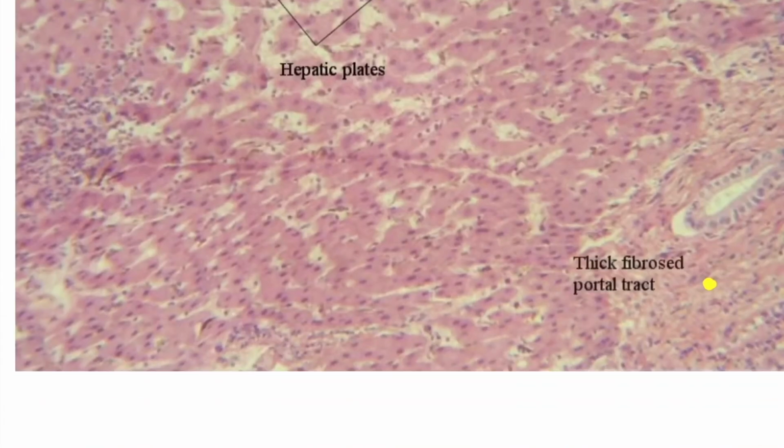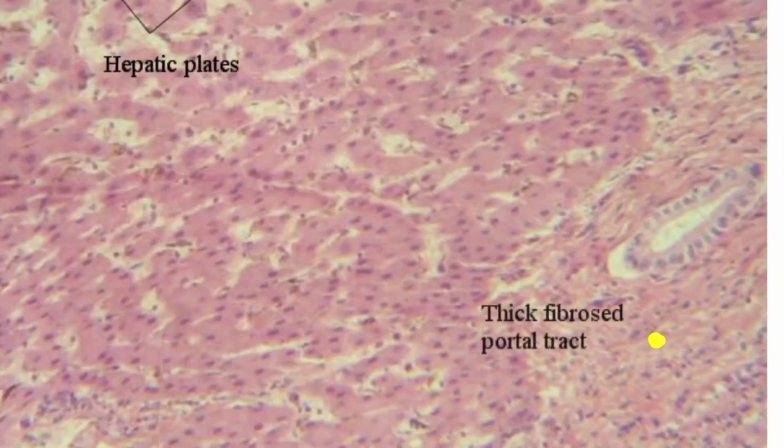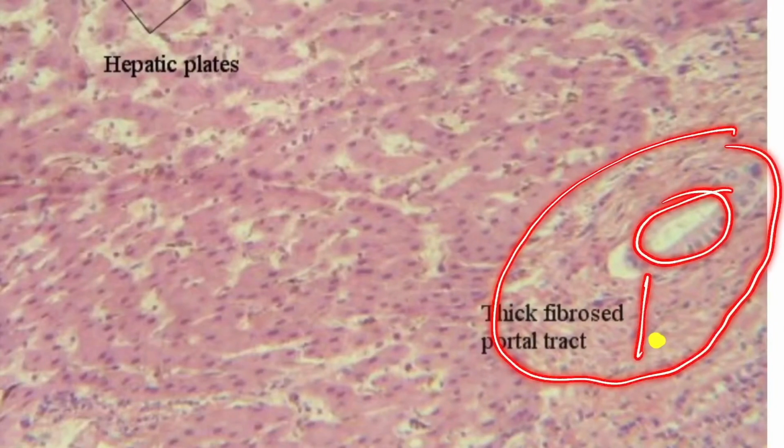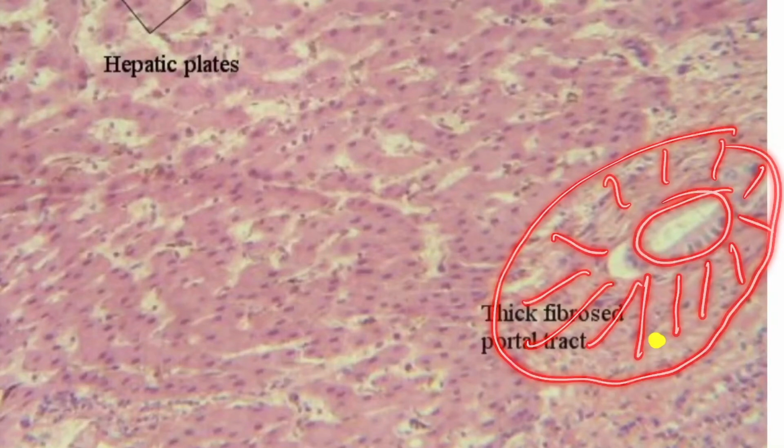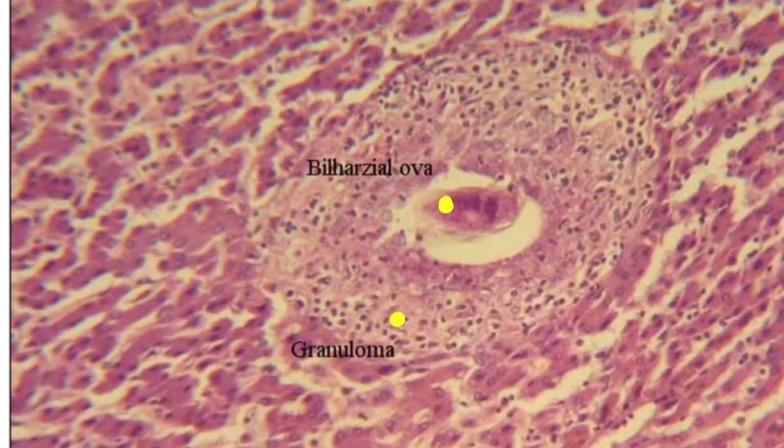So here it is, the portal tract. You can see this is the portal tract. So this is the fibrosed portal tract. Okay. Now in the next slide, you can see the Bilharzial ova.